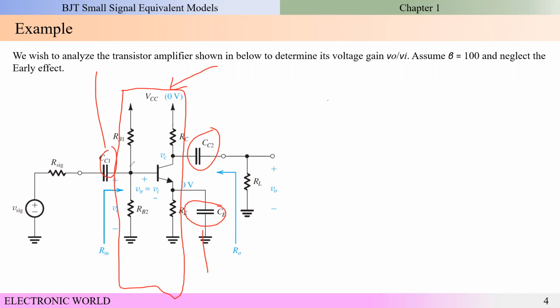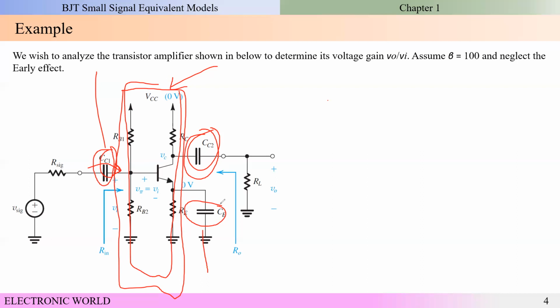What are the uses of these coupling capacitors? The coupling capacitors block the DC signal, but pass only the AC signal. So the coupling capacitors are used to keep the bias point of this transistor constant. That's why we use this kind of coupling capacitors.